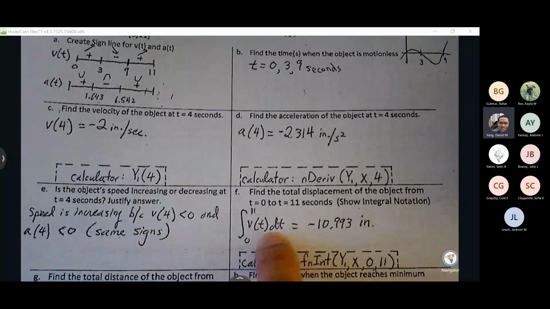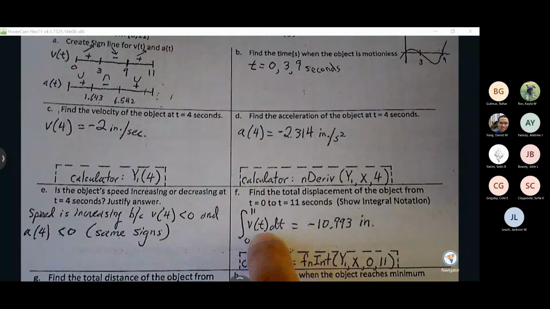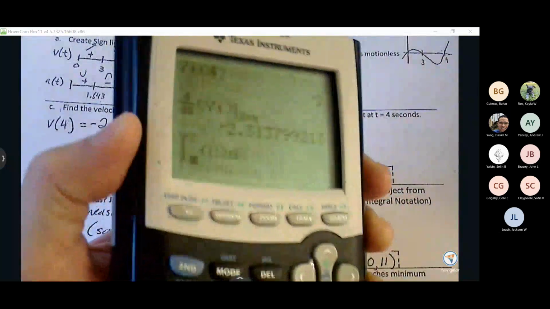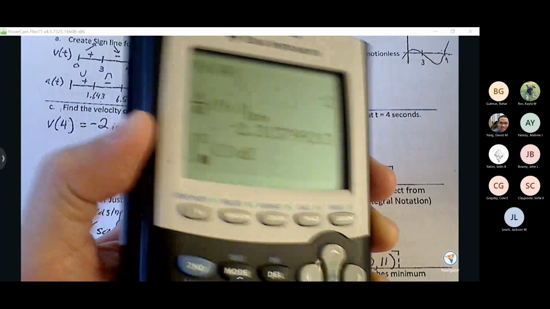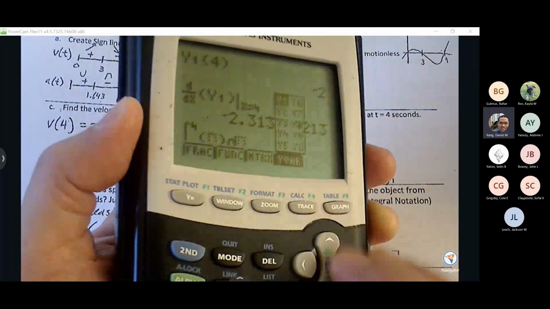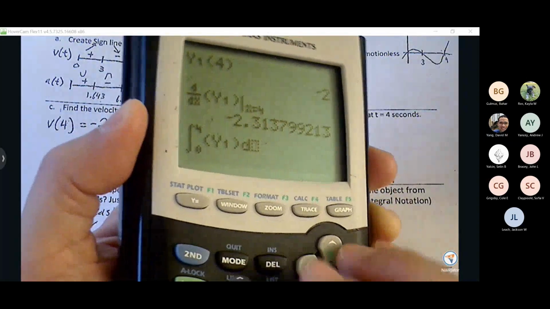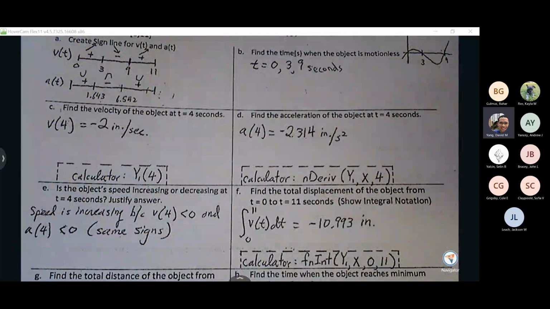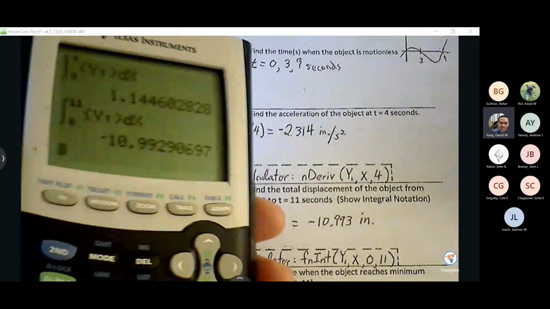Now the total displacement. Displacement is just the definite integral from a to b of your velocity function. If you go to math 9, you can pull up the fnInt. Just plug in what you would expect: lower bound, upper bound. Alpha trace gets you to your Y1 function. I'm sorry, 0 to 11, my bad. Negative 10.993.